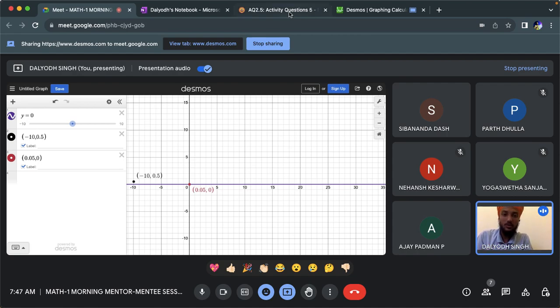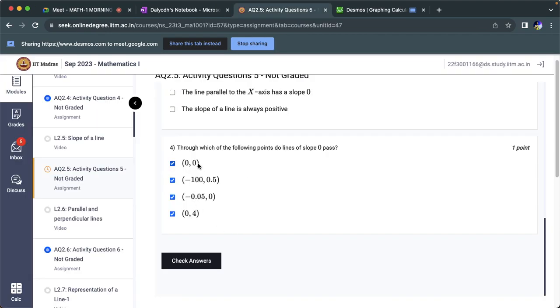If in the options two points are given, like 0 comma 0 as well as minus 100 comma 0.5, is this a horizontal line? You should say no. This is not a horizontal line because y is 0.5 here and y is 0 here, so it has a slope like this. For defining a line and its slope, you need 2 points. You can't define a line with only 1 point. If only 1 point is given, you can pass any line through it, in any direction. That's the only thing.